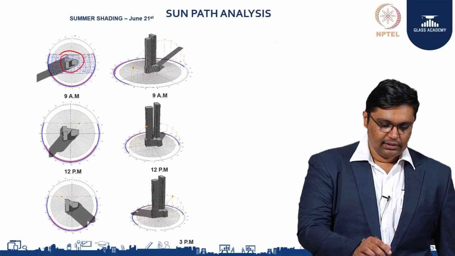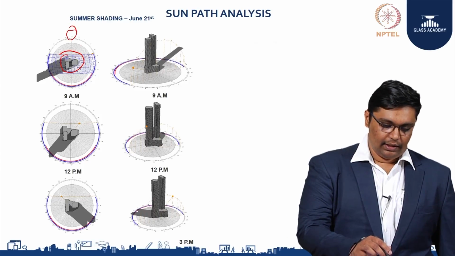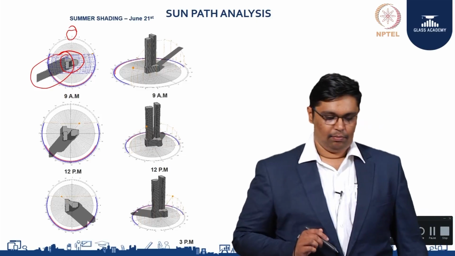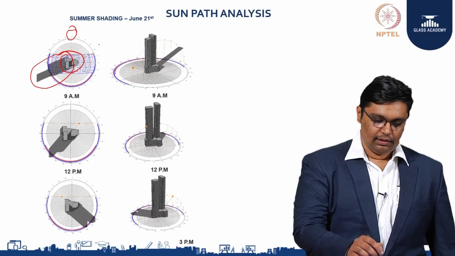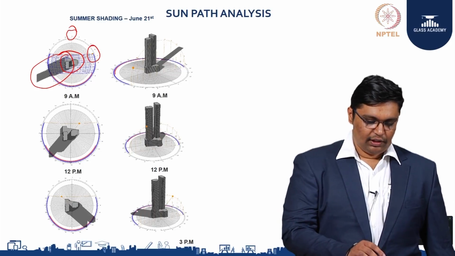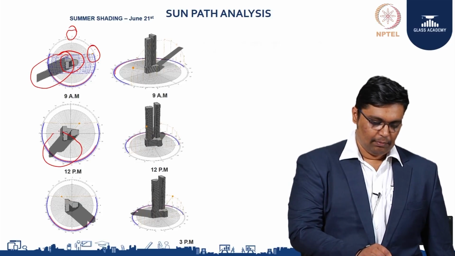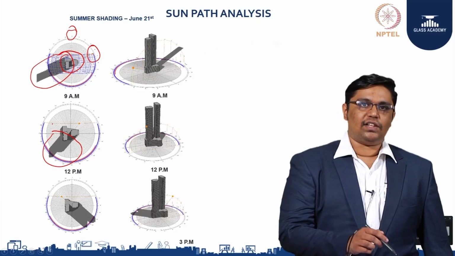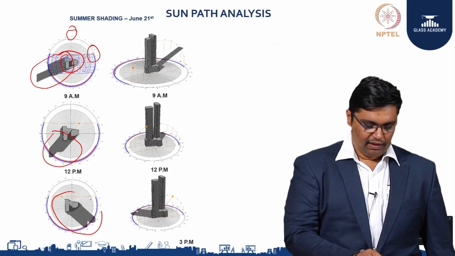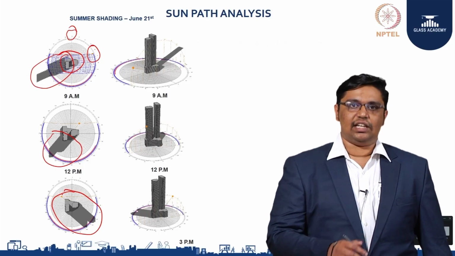You can see that this is the north of the building, and the shading is happening in the southwest region at 9 AM because the sun is towards here. The same during 12 noon, the sun is almost at the top, and almost the mid south and the mid west is getting shaded. Towards the evening, the sun moves towards the west and your southeast gets shaded.